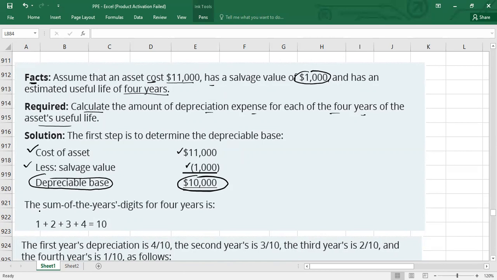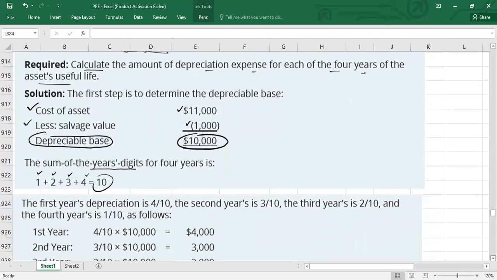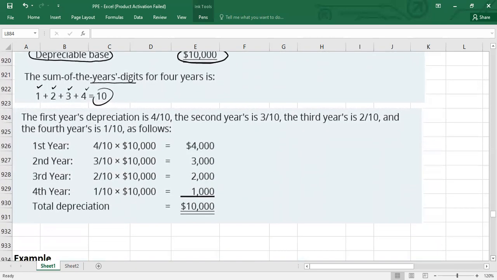Now the second thing we need to do is calculate the sum of the years' digits. There is a 4-year life, so you will write year 1 plus 2 plus 3 plus 4. The total sum of the years' digits is 10. Then you will calculate the depreciation for the 4 years.